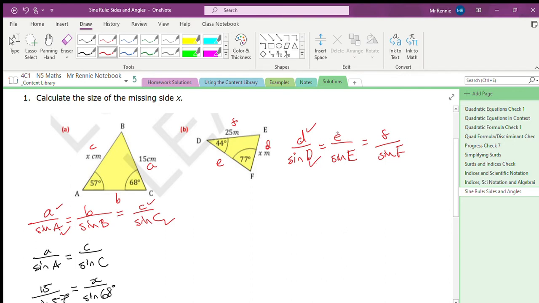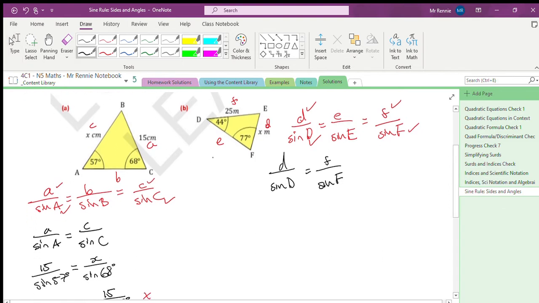I don't know anything about the E's, whether it's the lengths or the angles, but I do know the length and the angle at F, so I'm going to tick both of them. So it's going to be D's and F's that this formula is going to be using this time round. So again, I'm going to write that D over sine D equals F over sine F. And we're going to put our numbers in now.